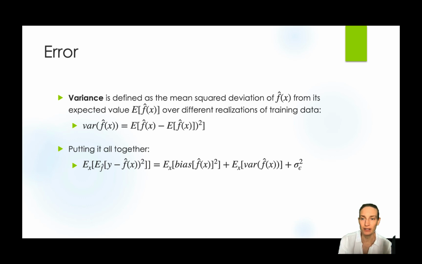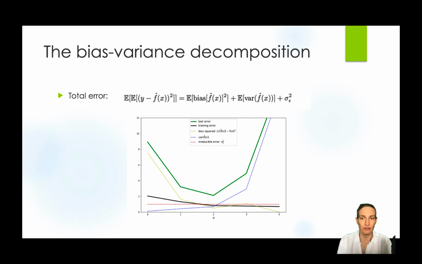A second type of error that will be present is the variance error, which is defined as the mean squared deviation of the predicted value from its expected value, again, over different realizations of the data. So when we put it together, our error consists of our bias error plus our variance error plus our inherent noise factor. Again, if we were to plot this for a particular example, then we can see it appearing in a graph like this.